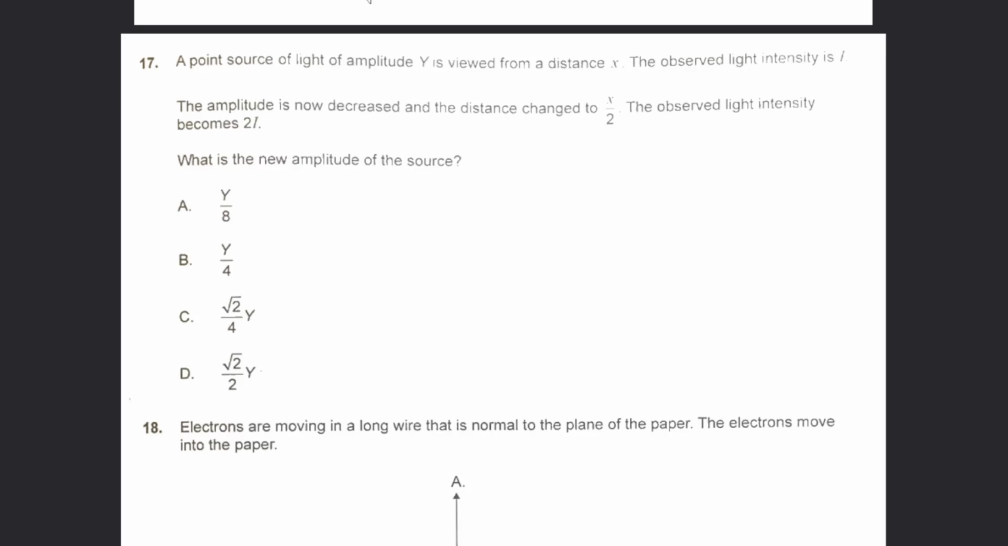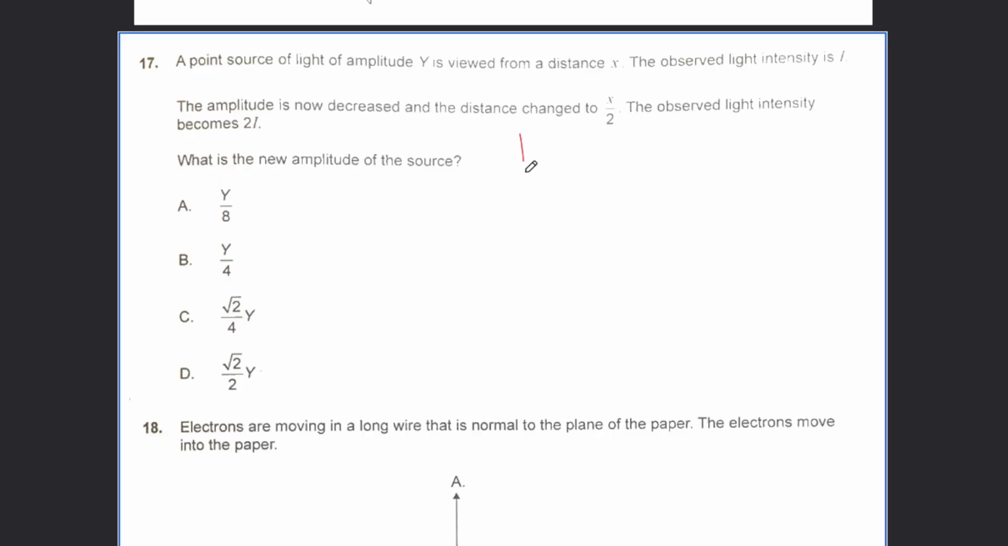IB Physics, May 2024, Time Zone 1, SL Paper 1, Question 17. A point source of light, amplitude y, is viewed from a distance x. The observed light is intensity I. The amplitude is now decreased and the distance changes to x over 2. The observed light intensity becomes 2I. What is the new amplitude of the source?